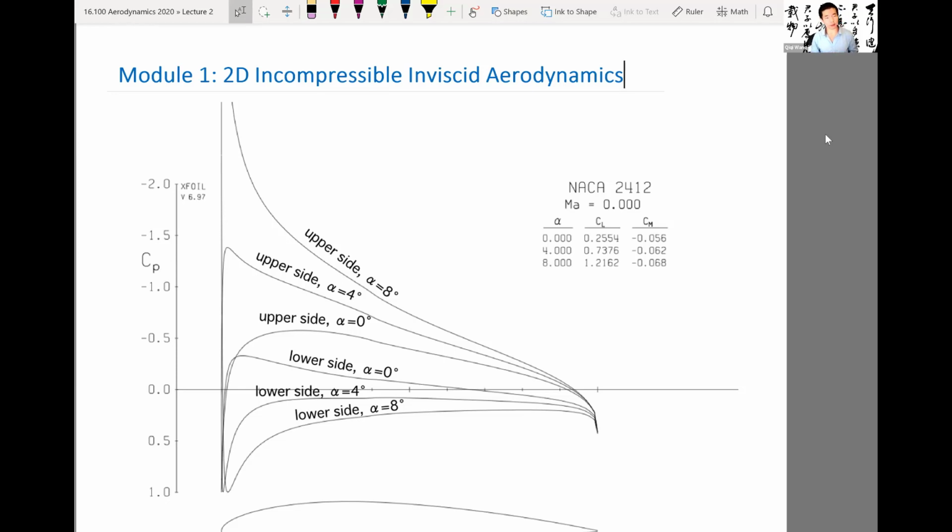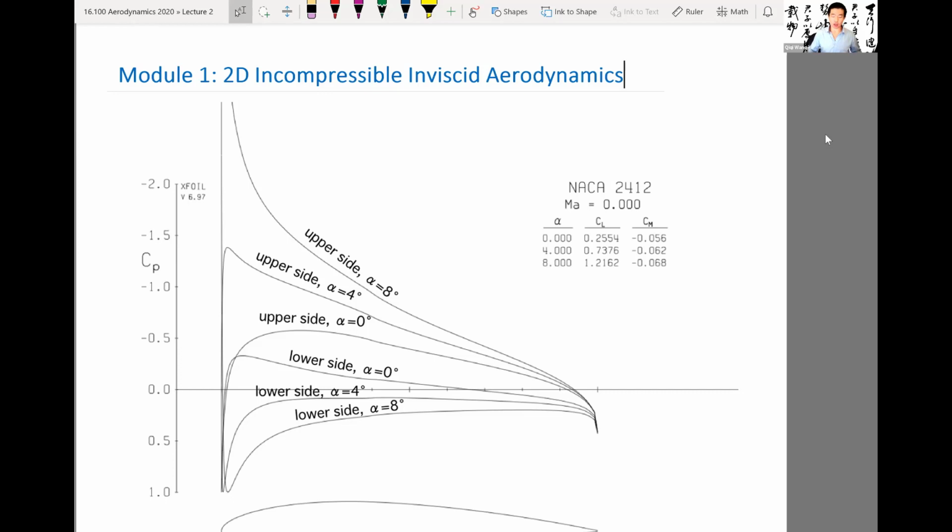We're also assuming everything is two dimensions, so we don't consider three-dimensional effects yet. This is appropriate if we are looking at a very slender wing and we're looking at the middle section away from major geometry changes along the span.